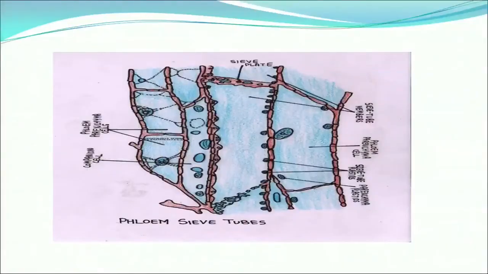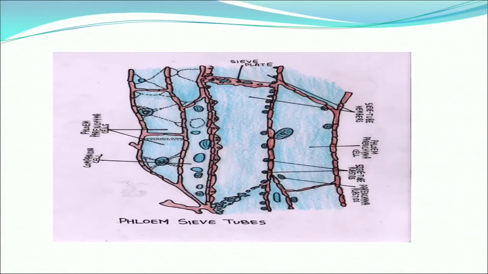Here the illustration shows how sieve tubes look. Sieve tubes are the main component of phloem. Phloem has five components: phloem parenchyma, phloem fiber, sieve tubes and companion cells. Sieve plates play a very important role in the process of translocation of organic solutes.